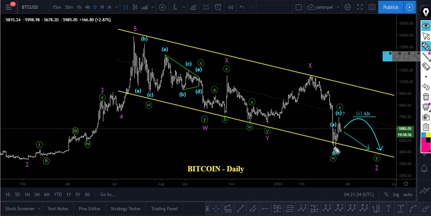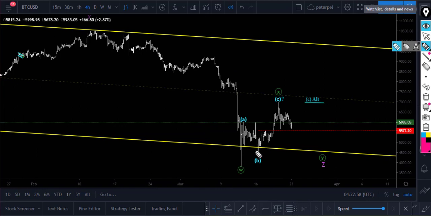We are not very certain whether wave X of ABC has completed. If it has completed, then the market will be moving down to complete wave Y. But if it has not, the market will push up, where we have our alternate wave C, before it drops down to complete wave Z.